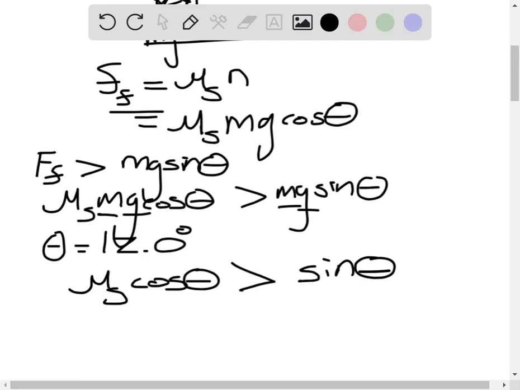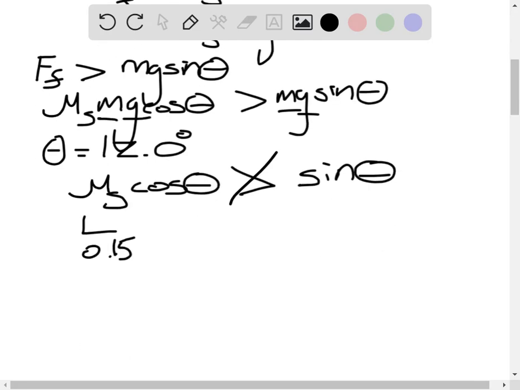So based on the information here, our coefficient of static friction is equivalent to 0.15. So 0.15 times cosine of 12 degrees, versus sine of 12 degrees. We can see that this inequality is not satisfied in this case, so this certain driveway is not safe to park in. And then we have our second case when theta equals 9 degrees, and we're going to check the exact same condition.